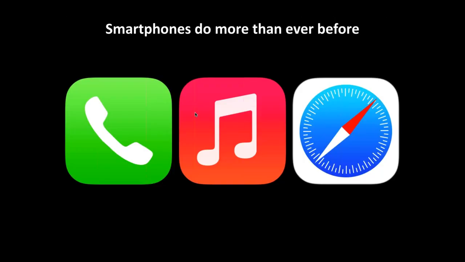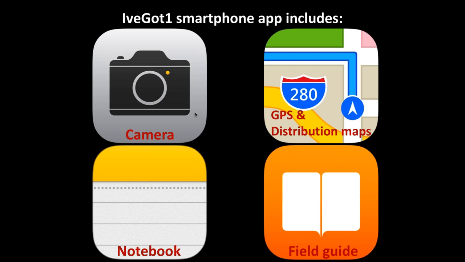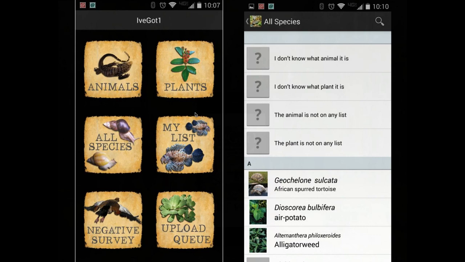So therefore, reporting invasive species, we know smartphones do more than ever before. So in your hand, you're carrying what you used to have to carry around in your huge backpack to collect data: you had your camera, you had your GPS unit or some other kind of unit that's collecting that kind of data, your notebook and your field guide. All of those things, your field guide, camera, notebook, and GPS and distribution maps are all included in the smartphone app.